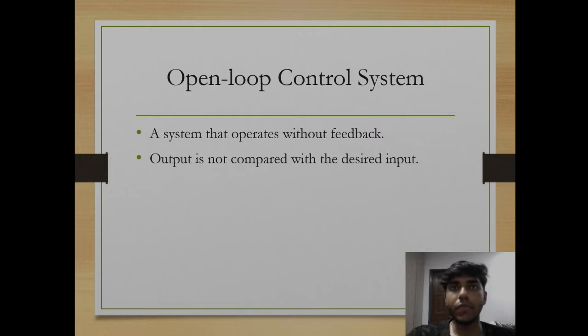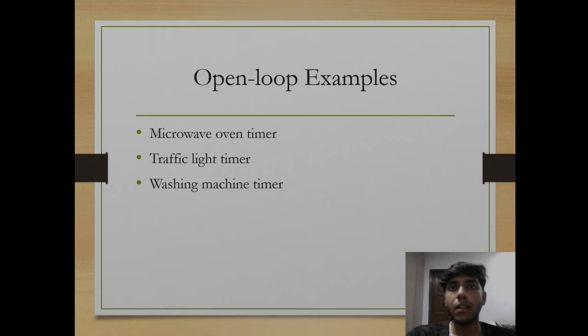Open loop control system. An open loop control system operates without feedback. This means the output is not compared with the desired input and the system does not automatically correct errors. Because of this, open loop systems are simpler and easier to design. The examples for open loop are microwave oven timer, traffic light timer, and washing machine timer. These systems operate based on preset instructions without checking the actual result.